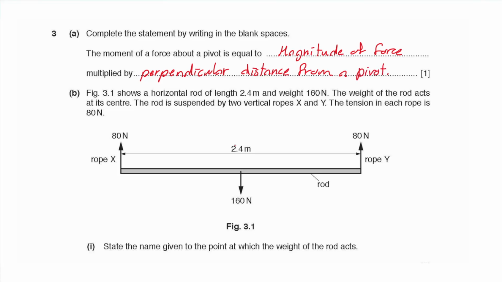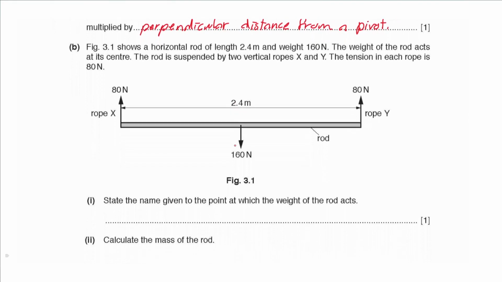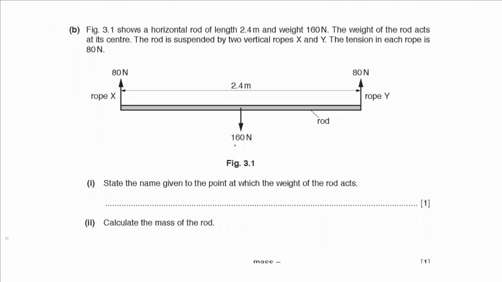Section B says figure 3.1 shows a horizontal rod of length 2.4 and weight 160 newtons. The weight of the rod acts at its center. The rod is suspended by two vertical ropes X and Y. The tension in each rope is 80 newtons. State the name given to the point at which the weight of the rod acts. That would be center of mass or center of gravity.